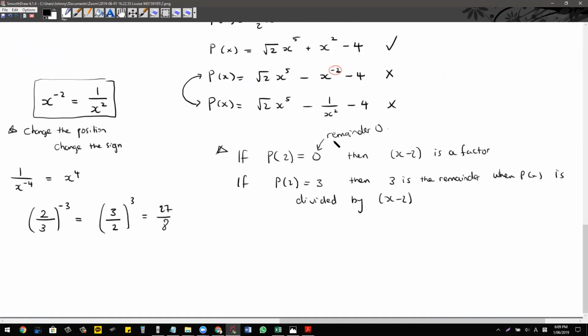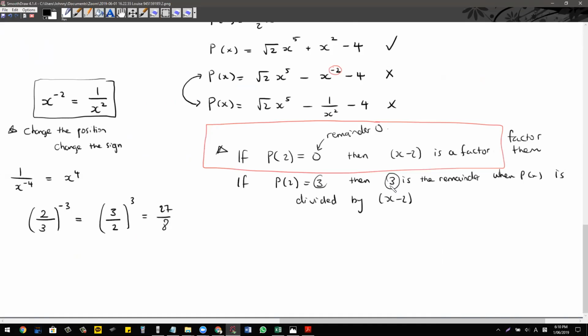If the remainder is 0, then of course x minus 2 is a factor. A factor is something that divides exactly, right? So that's why this is known as the factor theorem. If you plug it in and you get 0, that means this is a factor. If you plug it in and it gives you something other than 0, then whatever that value is, that's the remainder when divided by x minus 2.